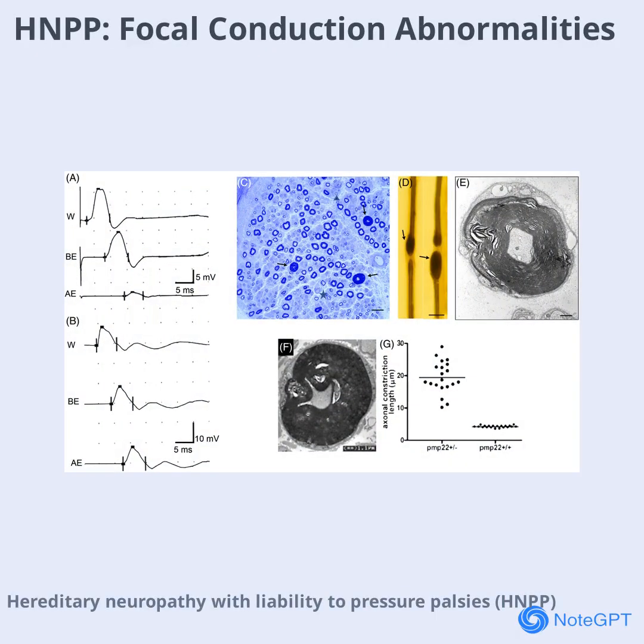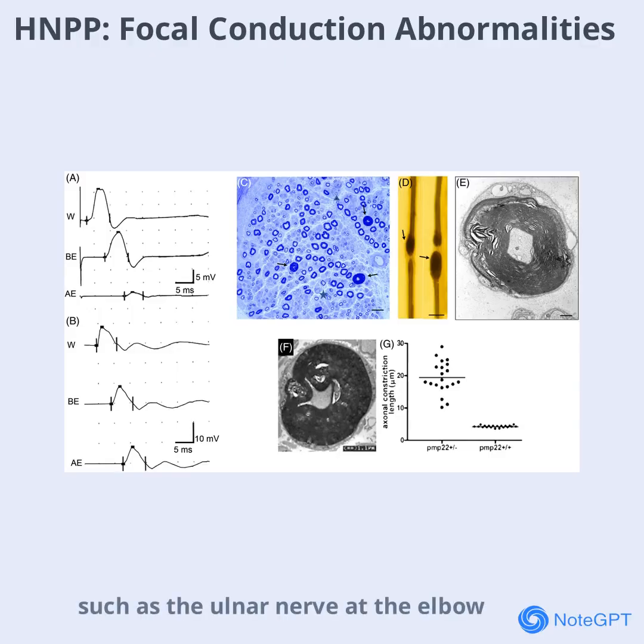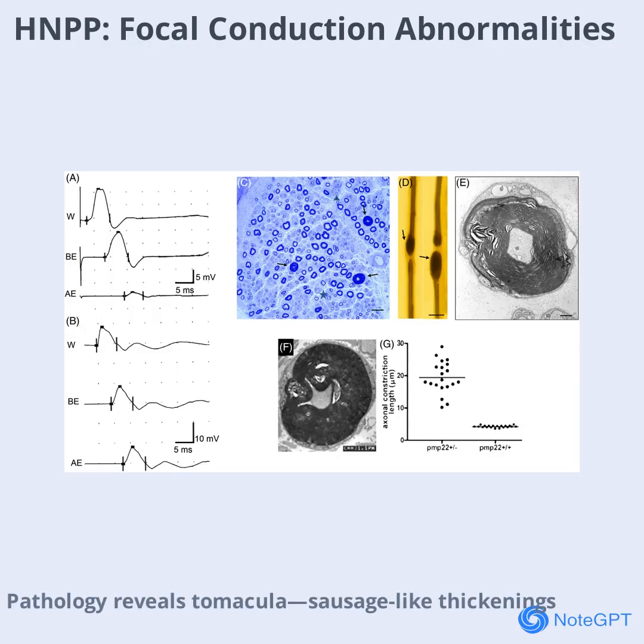Hereditary neuropathy with liability to pressure palsies, HNPP, is caused by deletion of the PMP22 gene. Unlike CMT1A, HNPP shows focal slowing and conduction block at common compression sites such as the ulnar nerve at the elbow. Pathology reveals tomacula, sausage-like thickenings of myelin, often at the perinodes. These focal changes make the nerve more susceptible to mechanical injury and block, especially under stress.